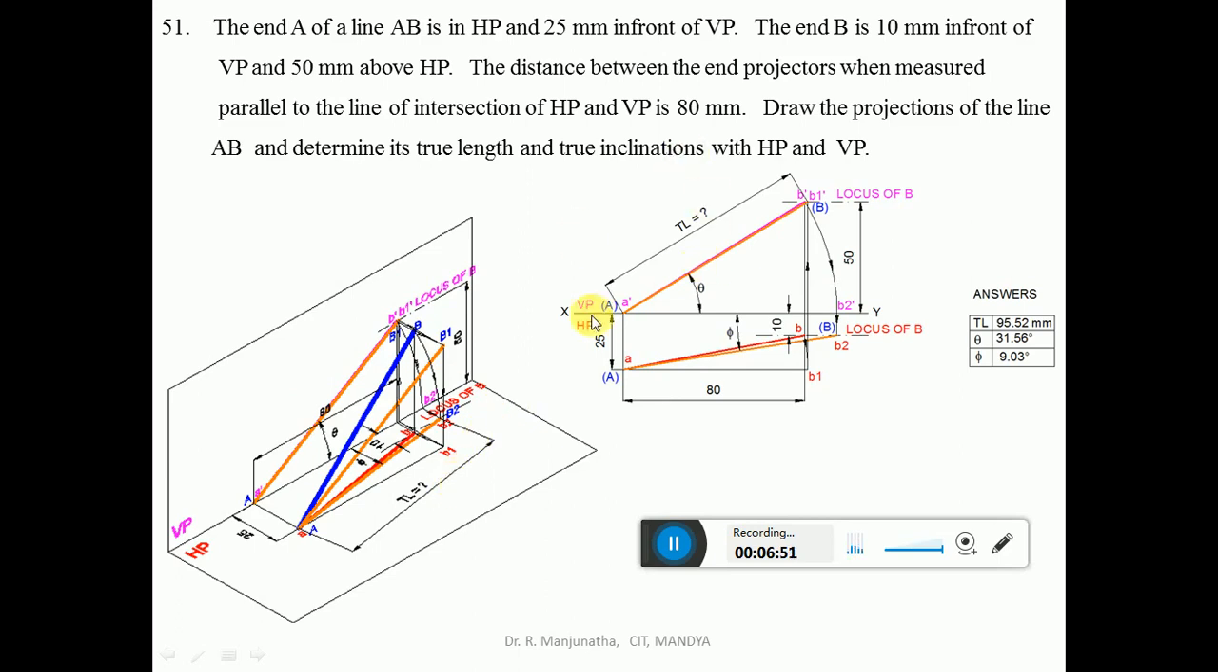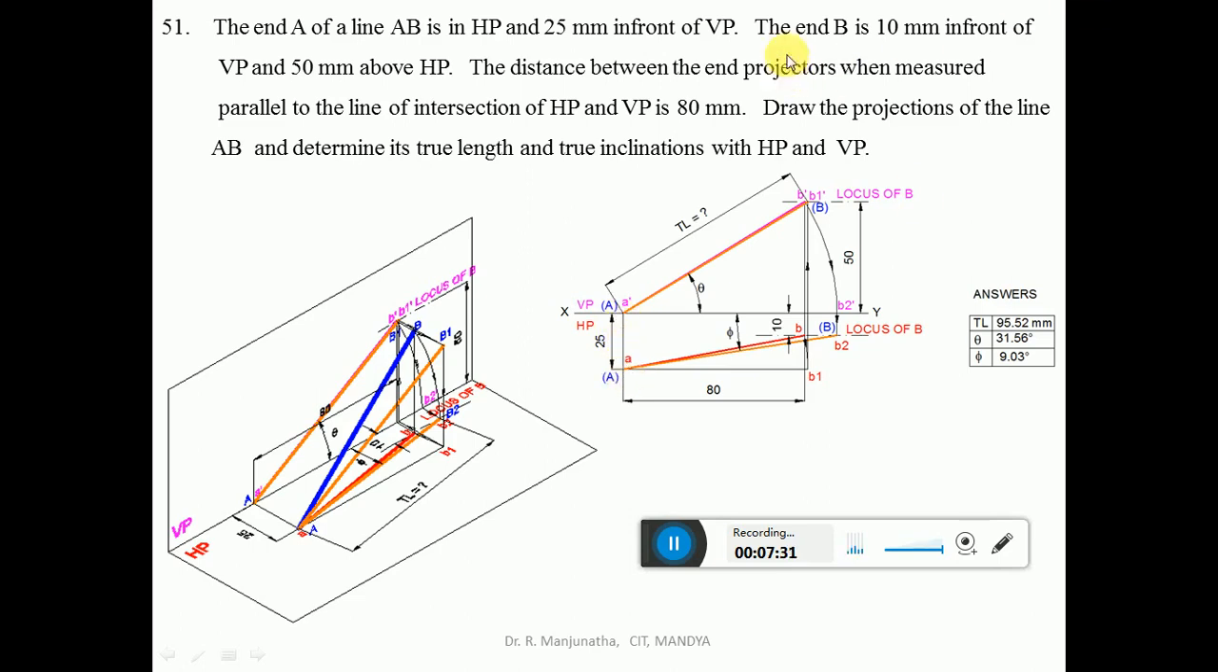Now we will go and solve by using the sketchbook. First we will draw the XY line and mark XY, VP and HP. We say that NDA is in HP, so obviously that will be on the XY line in the front view. So you mark that point as A dash, and then 25 mm in front of VP. In front of VP will always come below the XY line because HP is below the XY line. From A dash, you measure a distance of 25 mm and draw a horizontal line. So you project from A dash to this horizontal line, and mark that point as small a. So A is in front of VP by 25 mm.